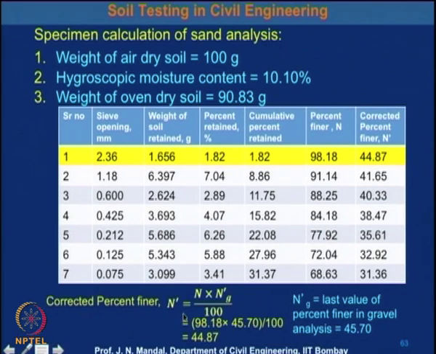So, the corrected percentage final N dash will be equal to N into N dash G by 100, where N dash G is 45.70 and N is the percentage final, that is 98.18. So, 98.18 into 45.70, divided by 100, will give you 44.87. This is the corrected percentage finer, that is N dash.